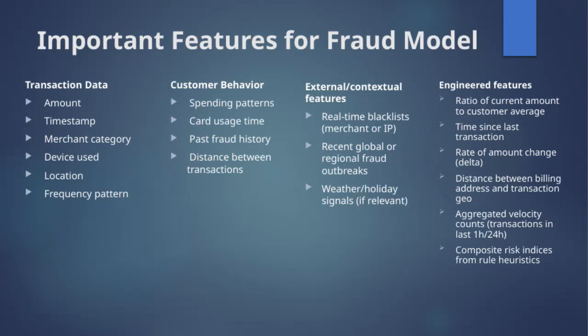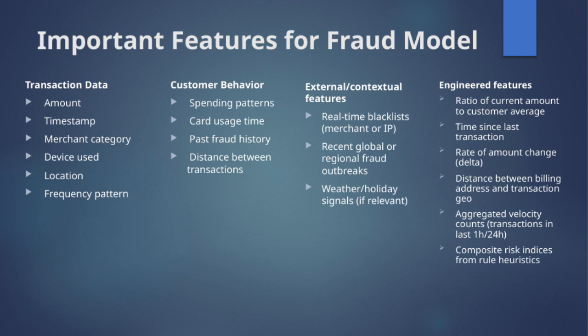Let's dive into the engineered features that power our fraud detection model. First, we look at the ratio of the current transaction amount to the customer's average, which helps us identify unusual spending behavior. Then, there's the time since the last transaction. Long gaps or rapid successive transactions can be red flags. We also analyze the rate of amount change, or delta, to spot sudden spikes in spending.